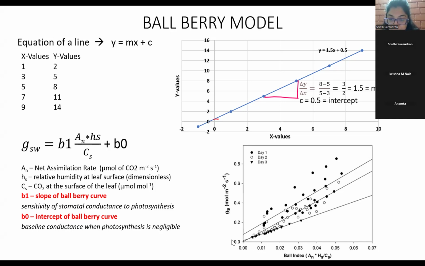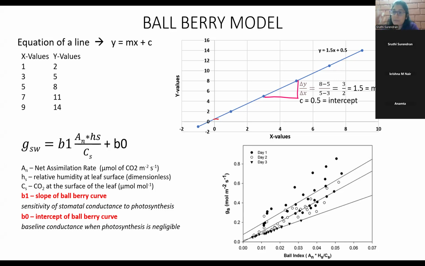So when photosynthesis is 0, there will be some amount of stomatal conductance, that too to water vapor. So here the stomatal conductance is always the stomatal conductance to water vapor. It is not the stomatal conductance to carbon dioxide. So Ball-Berry is giving the stomatal conductance to water and not to carbon dioxide. So what we are understanding is even when the photosynthesis is 0, the stomata will be open and some amount of water will always be going out.